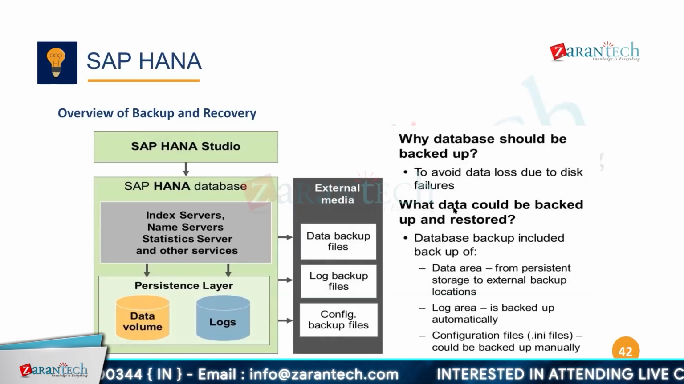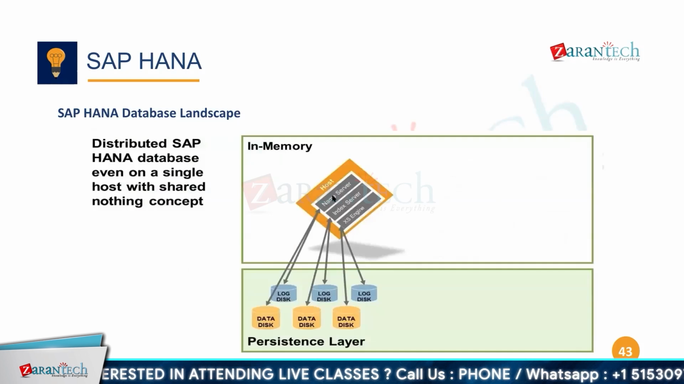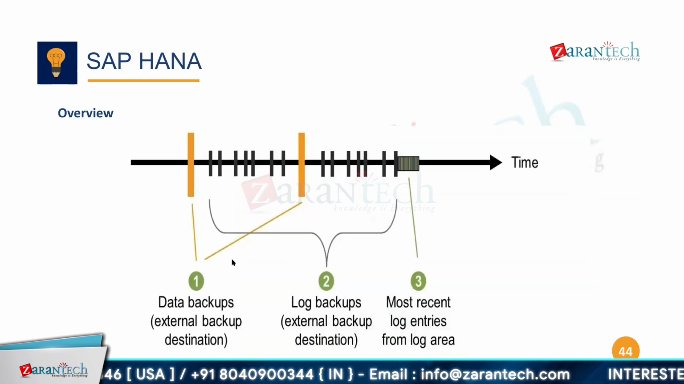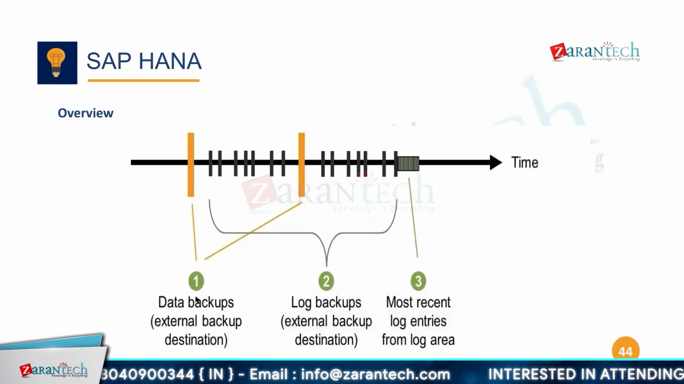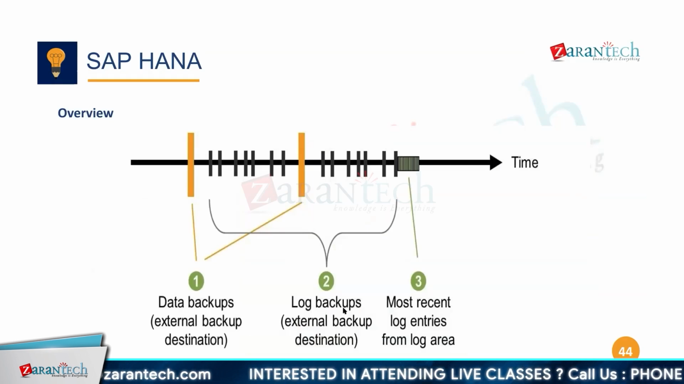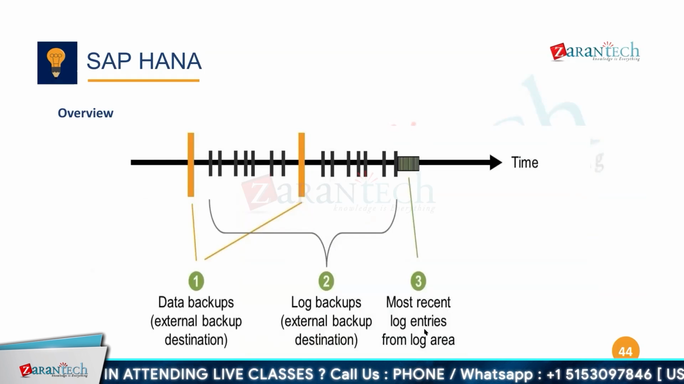So this is the distributed HANA landscape. Same concept. Irrespective of your host 1, host 2, host 3, whatever hosts are there, everything goes to the data disk. So the backup concept remains the same. This is what it tries to say. Now, overview. Data backups, external backup destination, log backups, again external backup destination, and the most recent log entries from the log area. This is called the point in time recovery.